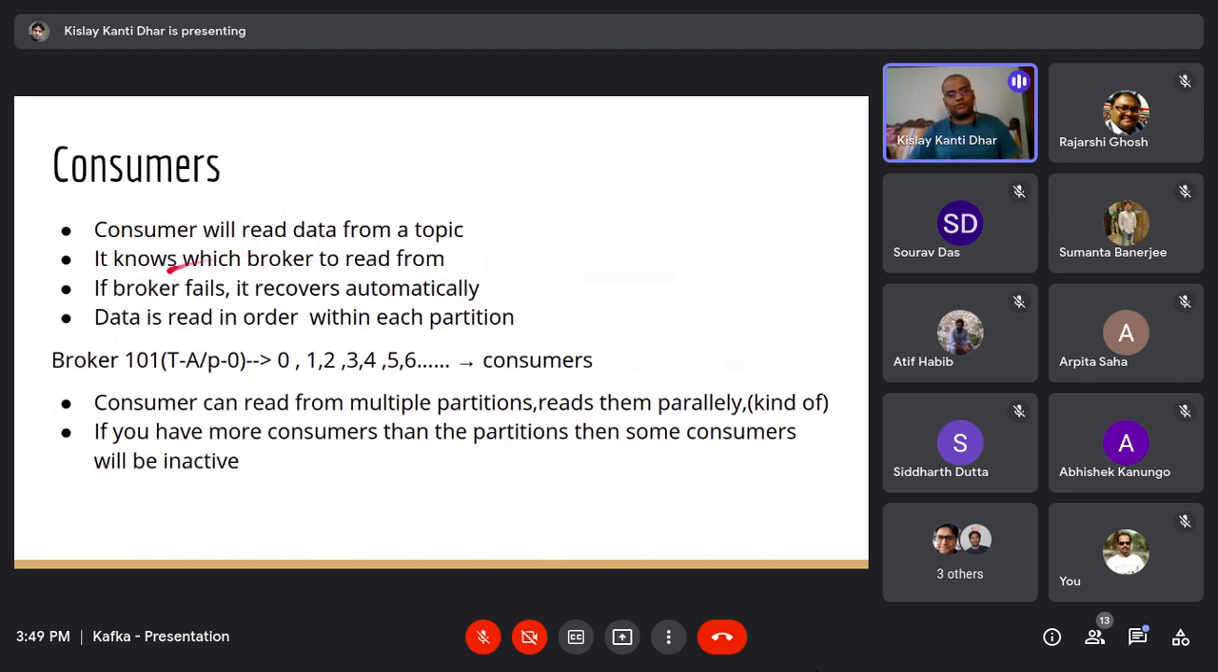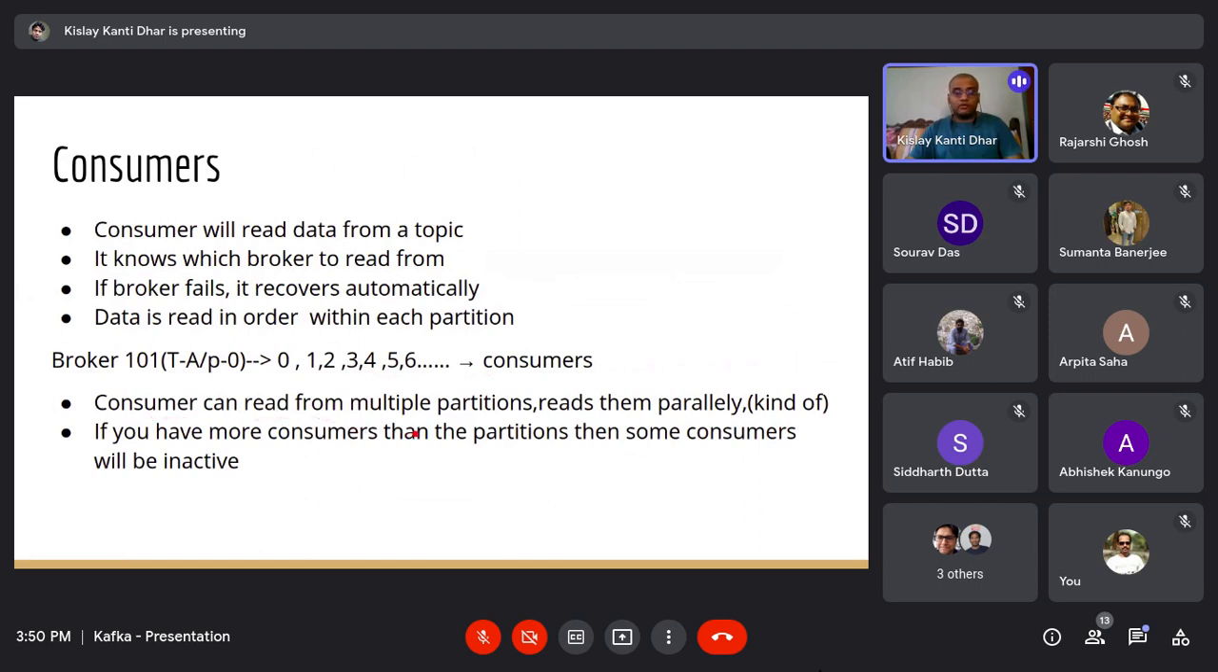Like the producer, this one is also very intelligent. It knows which one has failed, and if somebody has failed, it will recover automatically, and of course it will read in order. Otherwise, it doesn't make sense. It will not read four after five. It will read in order, zero, one, two, three, as it is.